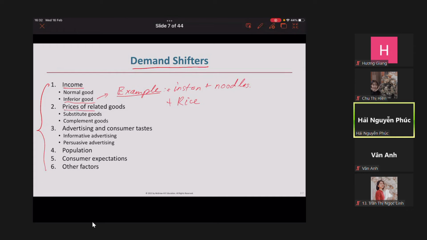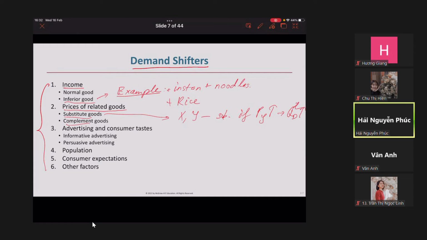Now about the price of related goods. Talking about related goods, here we mean two types: substitute or complement. The substitute case is the situation where, suppose we say X and Y are substitutes, if the price of Y goes up, then the quantity demanded for good X will go up, right?